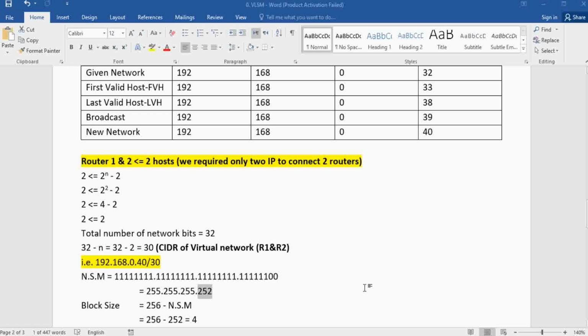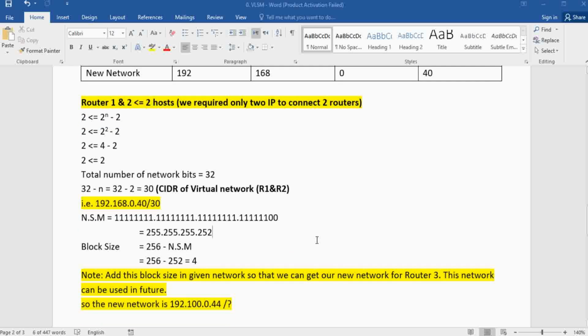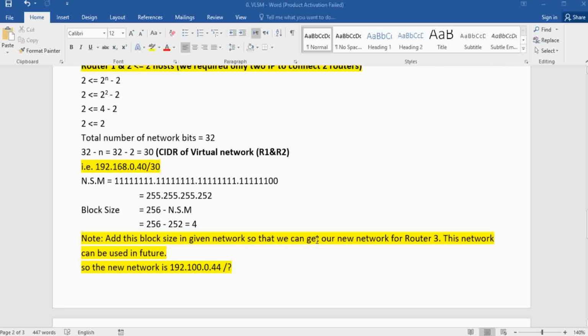subnet. The answer is 255.255.255.252. If we add all the values as per the power of 2 rules, we will get 255, and if we add the values 128, 64, 32, 16, 8, 4, we will get 252. The formula of block size is block size equals 256 minus new subnet mask. So 256 minus 252 equals 4. Add this block size to the given network so that we can get our new network for the virtual network.